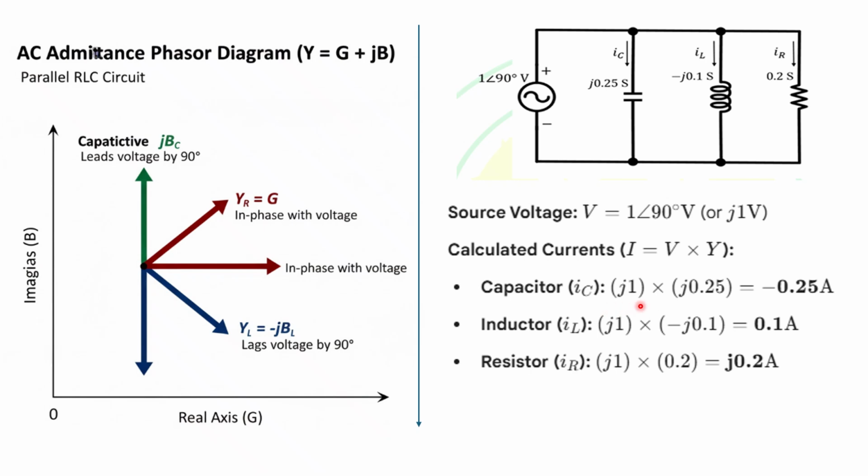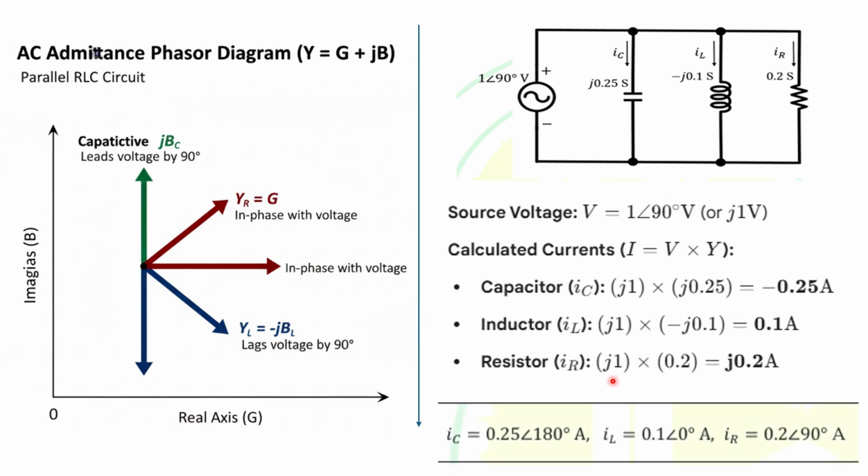So now voltage is j, that is 1j, into your admittance, that is Y is equal to j 0.25. Multiply j into j, that is j square. So j square is equal to minus 1, so the value will be minus 0.25 ampere. Similarly, you can multiply your voltage and admittance for the inductor and your resistance, and we'll get the values like this. So these are the final values.